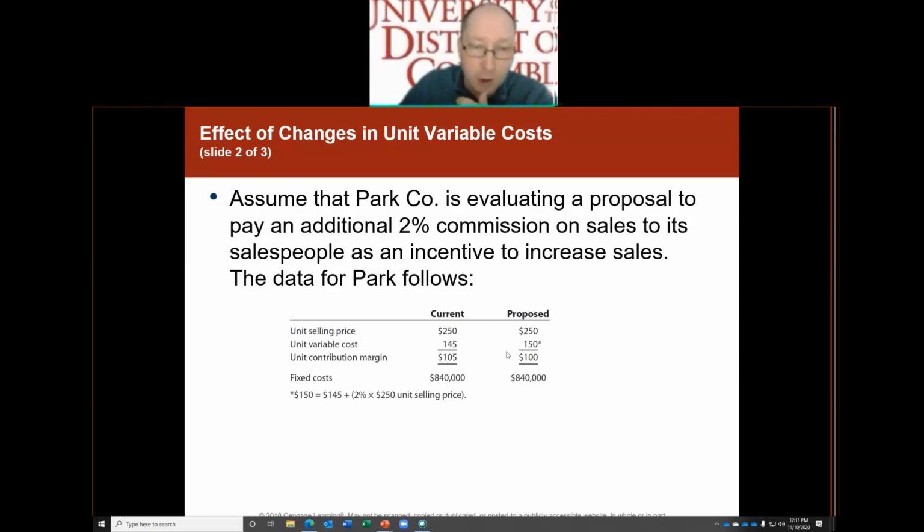I have a new variable cost. I take my current variable cost plus the 2% increase. To figure out the 2% increase, I take my selling price per unit times 2%. So whatever that is, plus my original 145, equals now the new price $150. So $250 times 2%, that's $5. So $145 plus $5 is $150. My new unit variable cost is $150, which means my new unit contribution margin is $100. And of course, our fixed costs remain the same. Good so far, right? Okay.